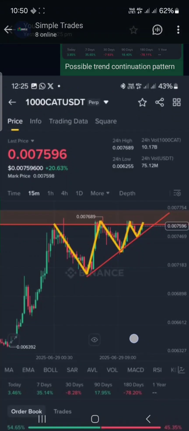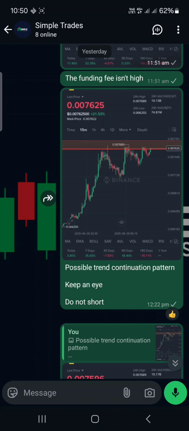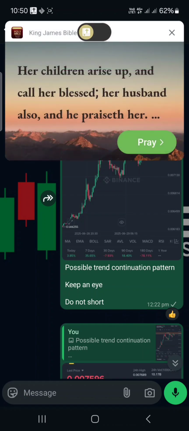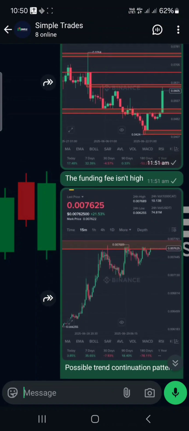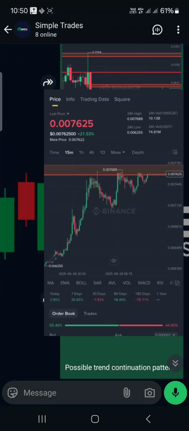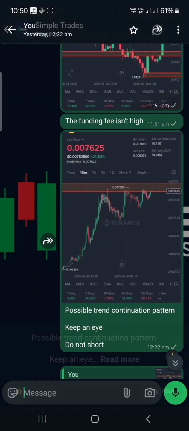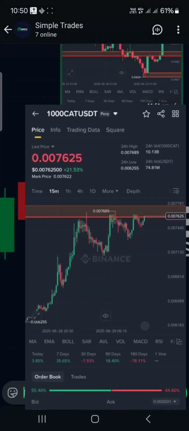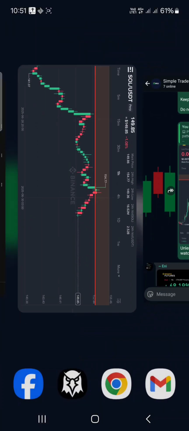1,000 cats. You will see where I said possible trend continuation pattern. Keep an eye on it. Do not short. Possible trend continuation is written here. Possible trend continuation. Keep an eye. Do not short. So let's go and look at this 1,000 cats. What happened? Because I also drew the pattern here. Let's look at it.